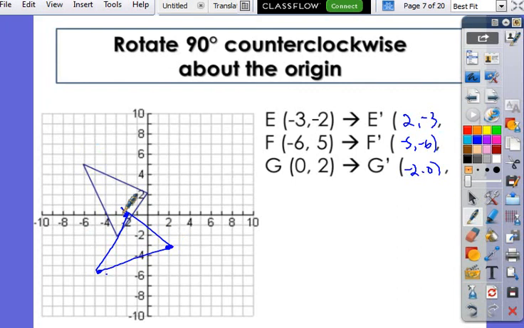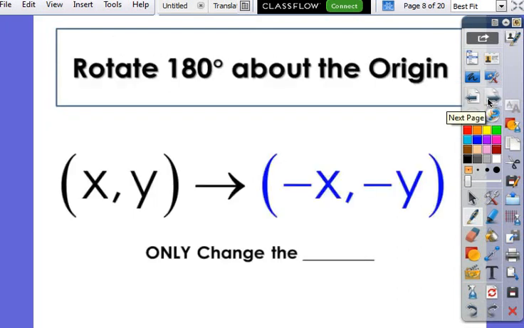Rotate 180. What is 180? Change the signs. I'm not swapping positions. I'm just changing the sign. Only change the sign if you're doing 180.